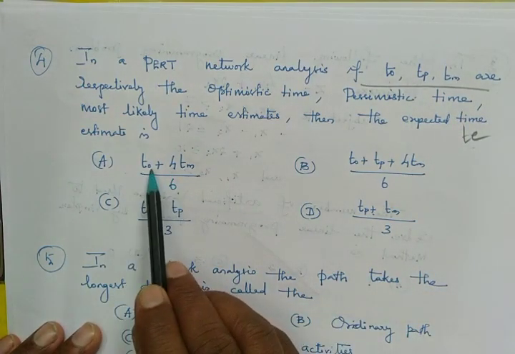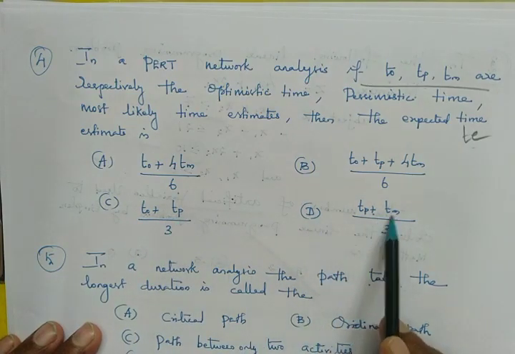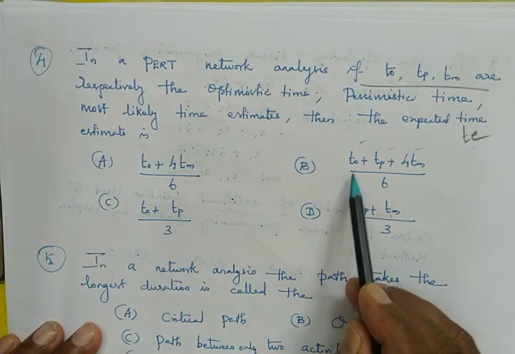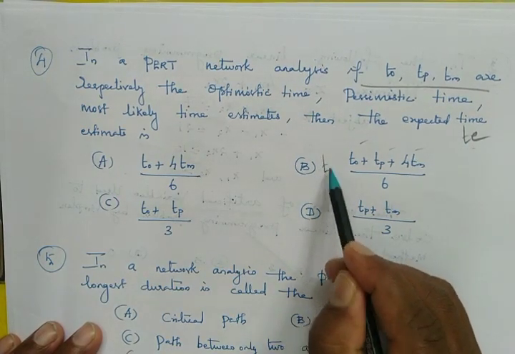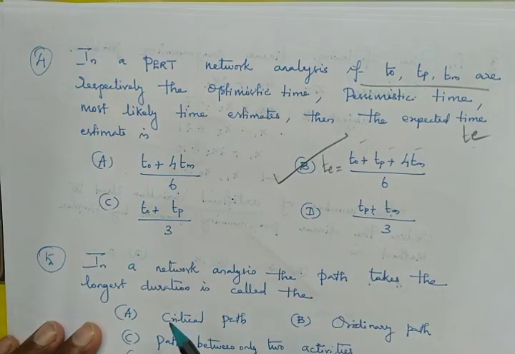But here option A contains only 2, option C contains only 2, and option D contains only 2 times. Only option B contains all 3 timings. This is the right formula to find the expected time of the given activity. Therefore option B is the right answer for this given problem.